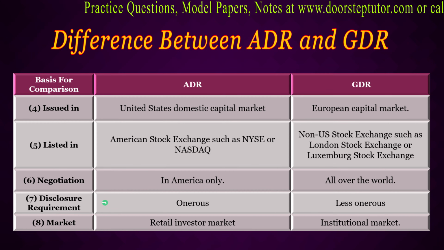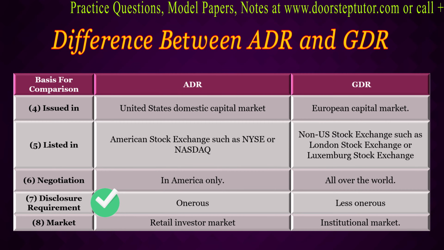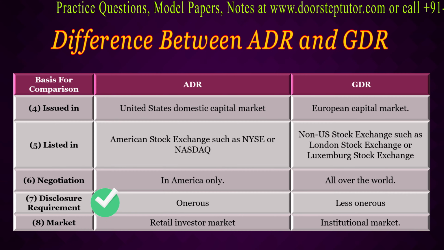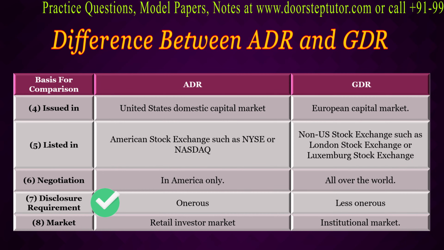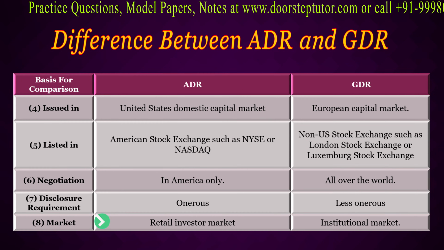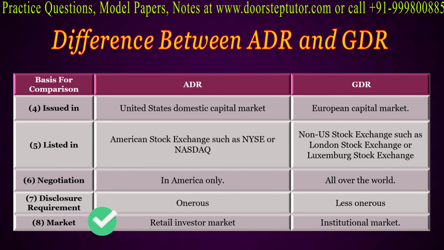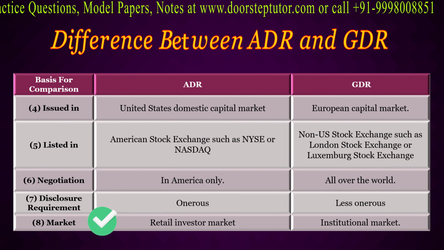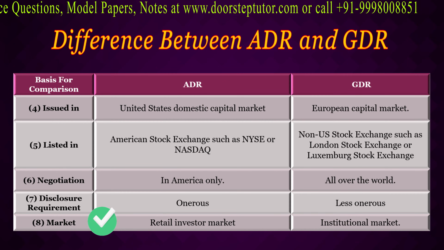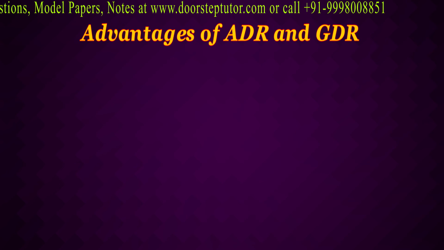Fine. Next is disclosure requirement. ADRs' disclosure requirement is onerous, whereas GDRs' disclosure requirement is less onerous. Fine. And the last is market. ADRs are issued in the retail investor market and GDRs are issued in the institutional market. Next topic is, what are the advantages of ADR and GDR.